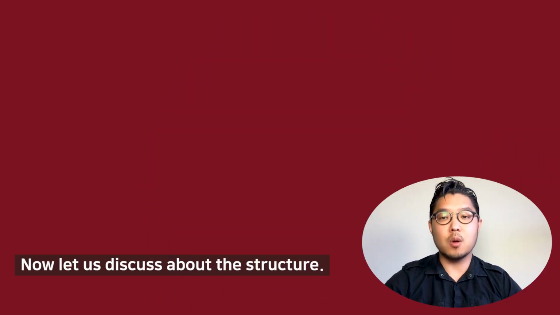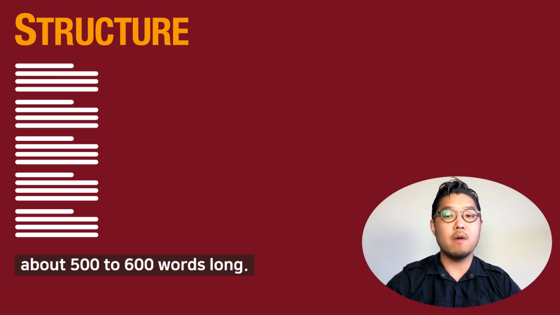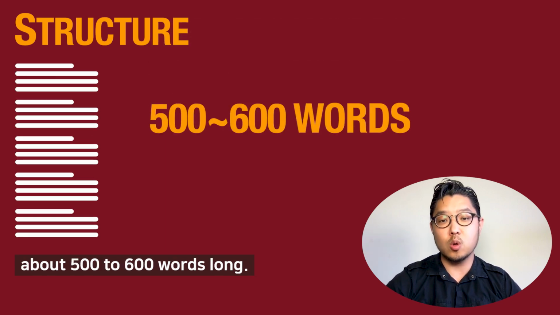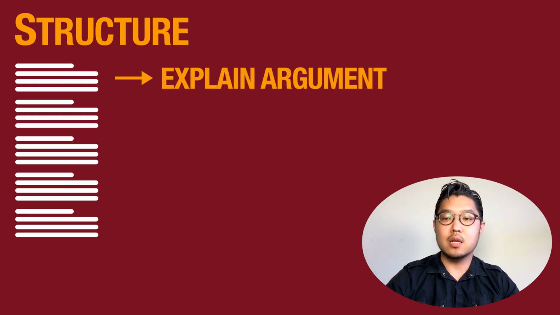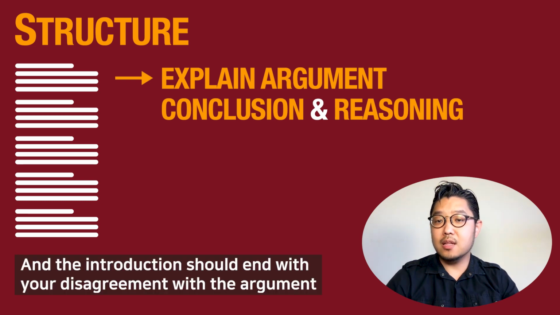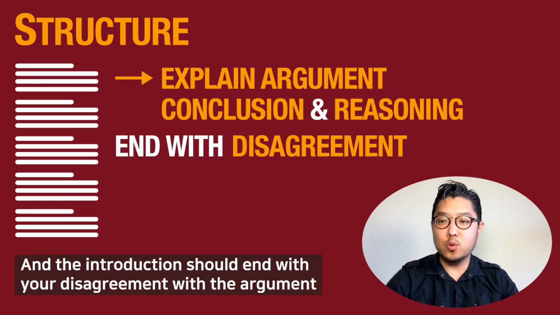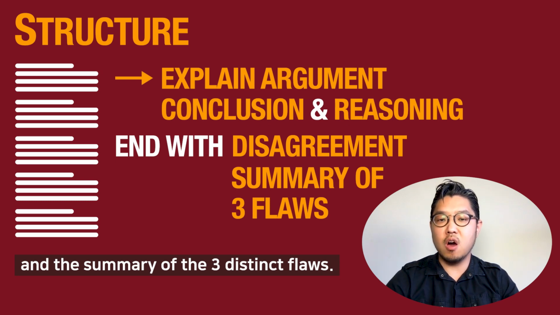Now let us discuss the structure. I suggest you write 5 paragraphs, about 500 to 600 words long. The introduction should explain what the argument is about, including its conclusion and the reasoning behind the conclusion. And the introduction should end with your disagreement with the argument and the summary of the 3 distinct flaws.